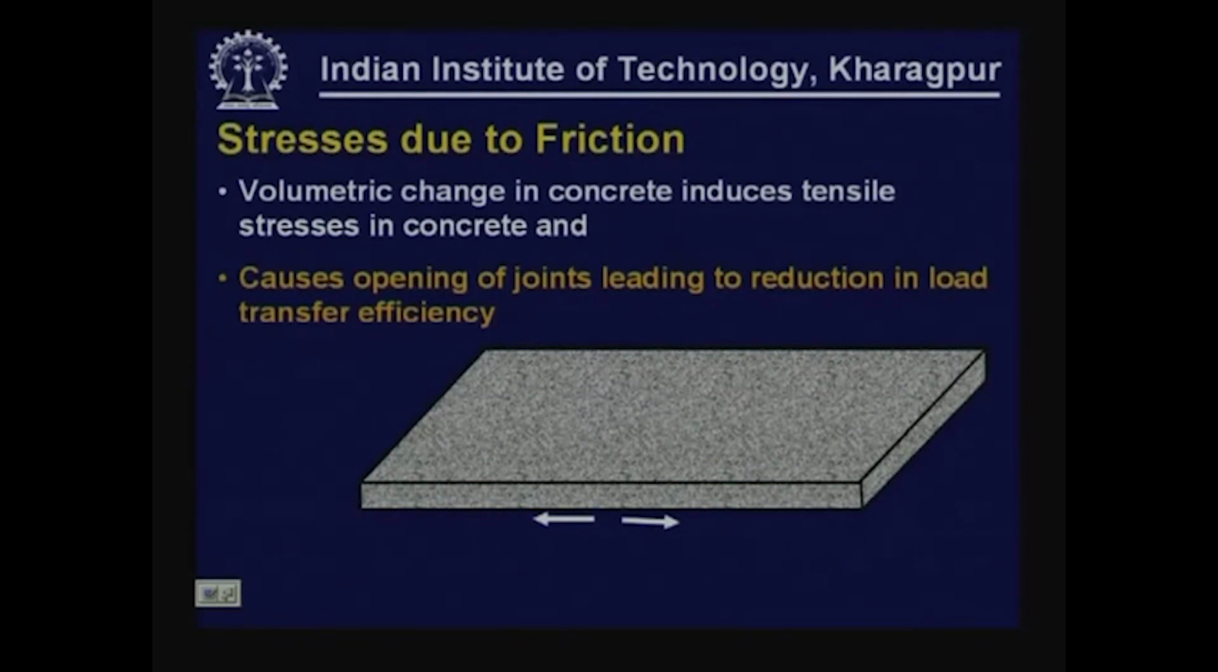Let us understand why there will be stresses in the slab because of friction. Volumetric change in concrete induces tensile stresses in concrete. We are referring to a case where it is trying to contract. This would also cause opening of joints leading to reduction in load transfer efficiency.